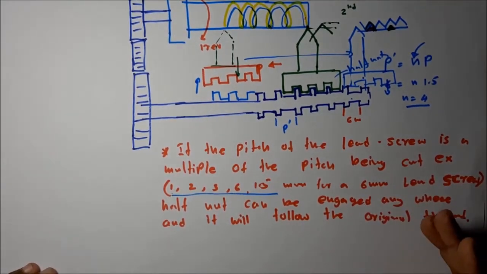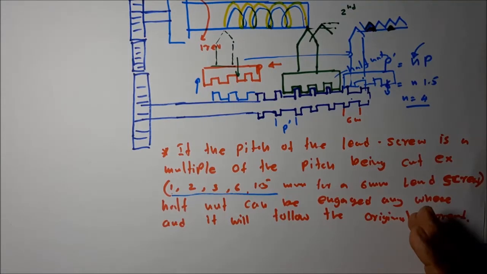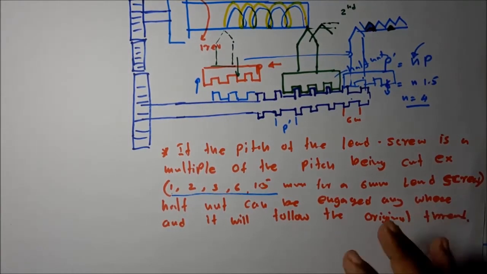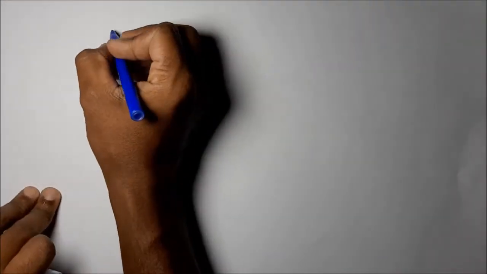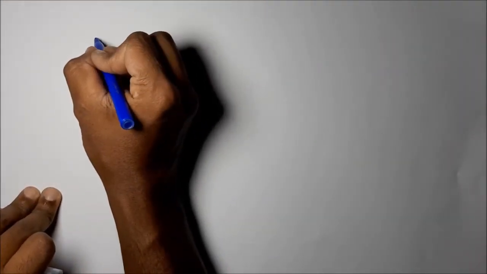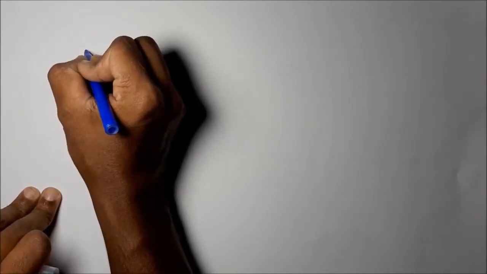I will explain how it happened. I think you all have the doubt how it happened. So understanding how it happened is very important. I will explain why and how it happened. Then, to engage the half nut, I will draw the half nut, and I will draw the engage position.